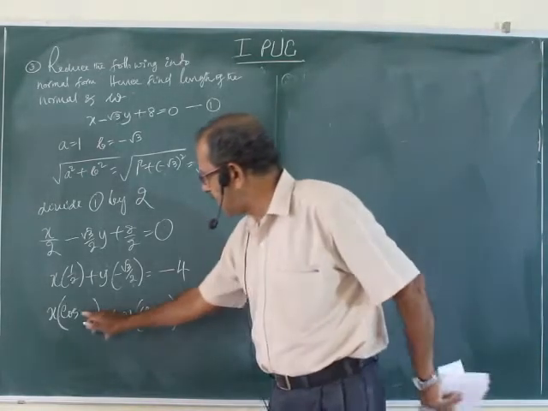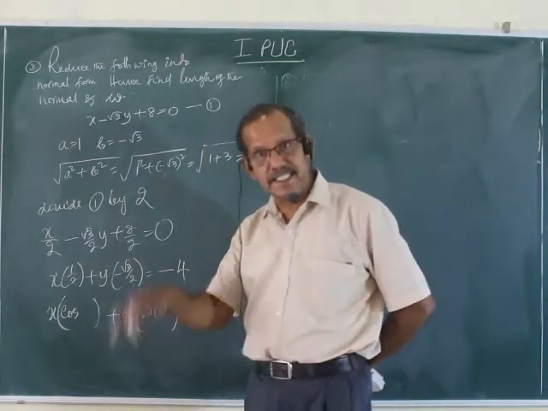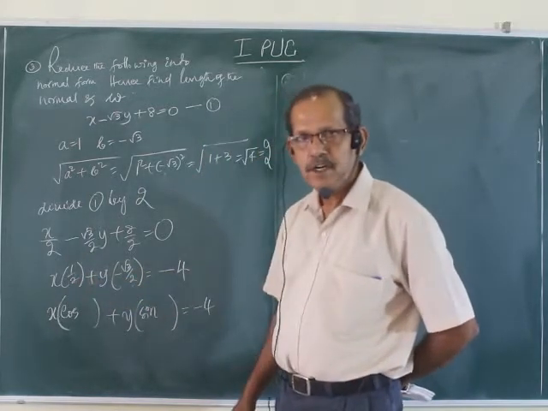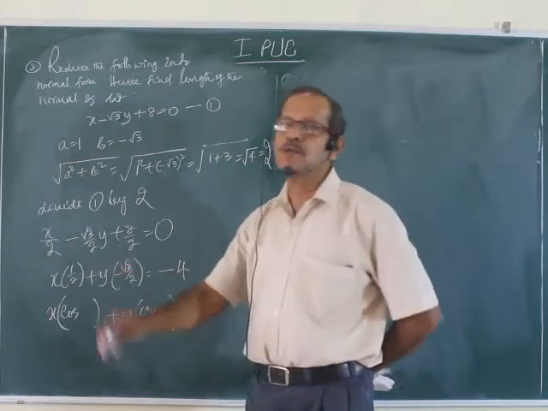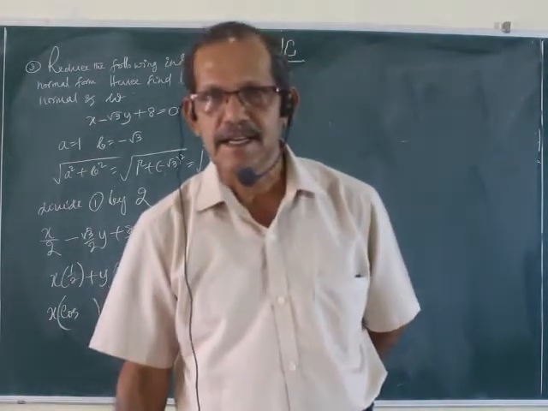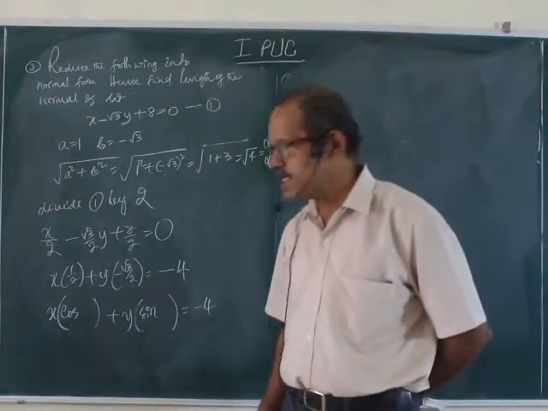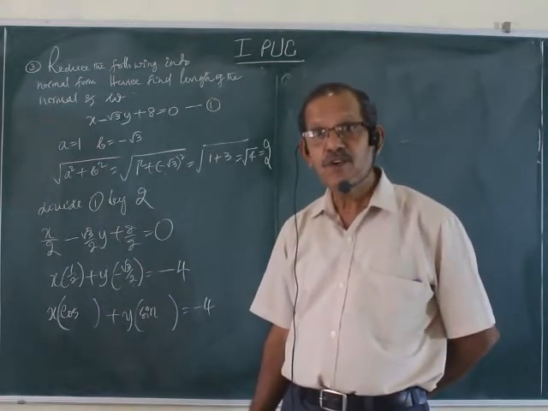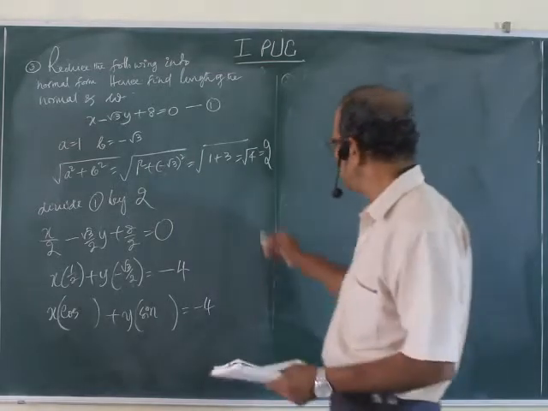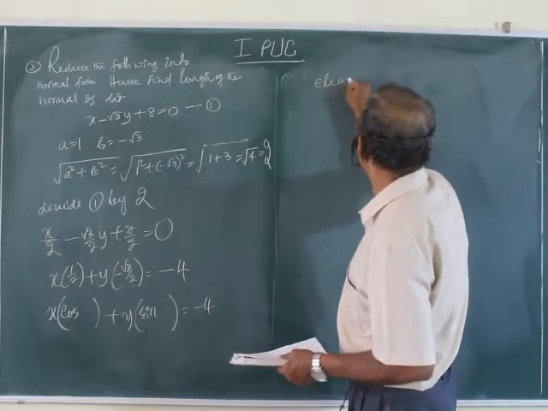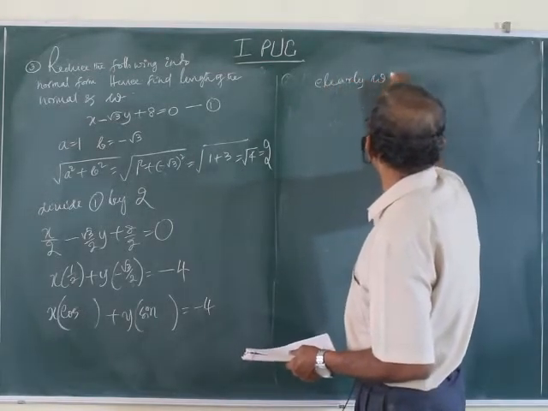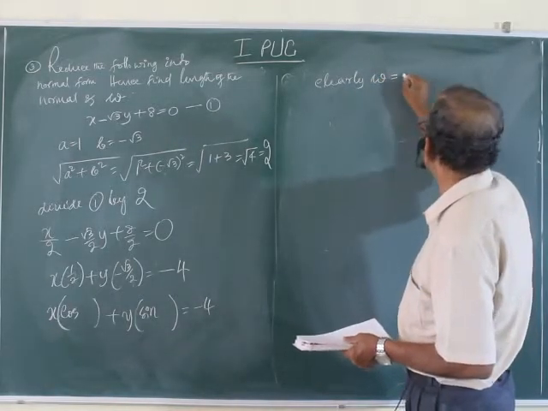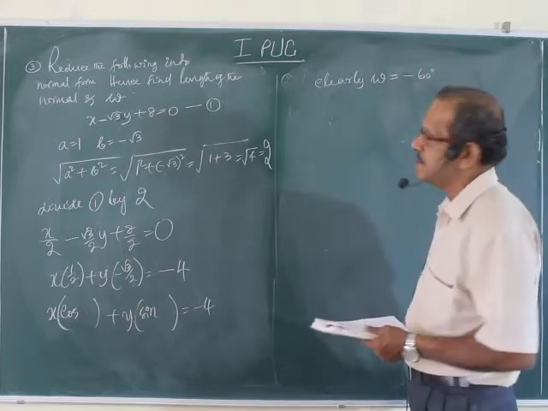Now, find the angle omega in such a way that cos omega should be 1 by 2 and sin omega should be minus root 3 by 2. Which is that angle? Cos must be positive, sin must be negative. Fourth quadrant. See this angle. Clearly, omega equal to minus 60 degree, for which cos is 1 by 2.